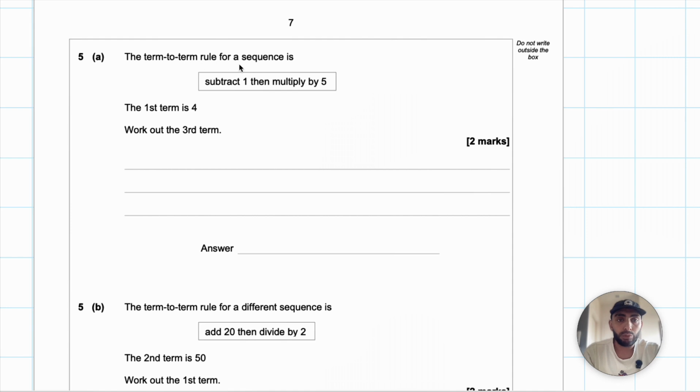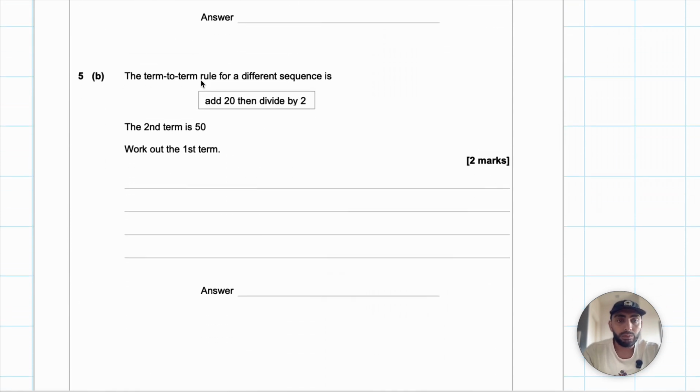5a, the term-to-term rule for a sequence is subtract 1 and then multiply by 5. The first term is 4, work out the third term. Let's first work out the second term. 4 take away 1 is 3, 3 times 5 is 15. The third term is going to be 15, take away 1, 14, and 14 times 5, which is 70.